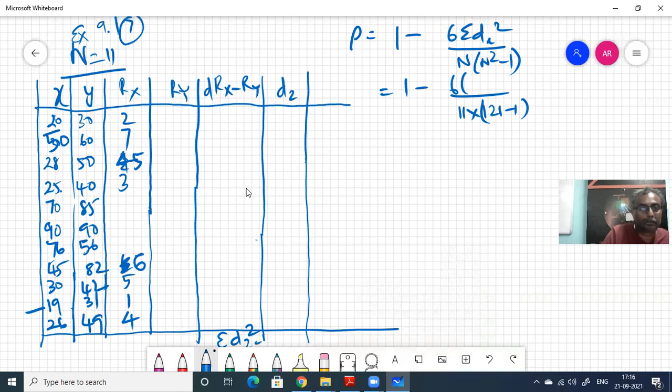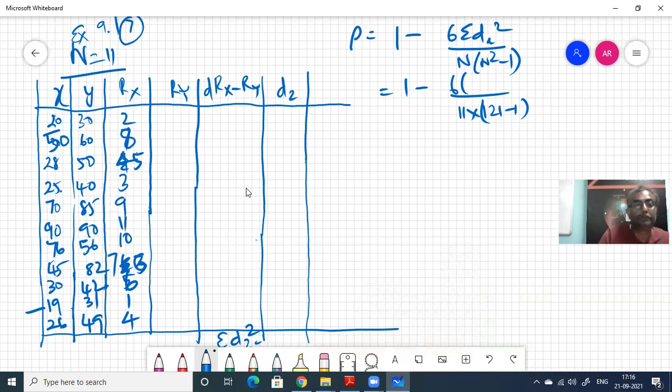Uncle, 30 is sixth rank. 45 is seventh rank. 50 is eighth rank. 60 is eighth rank. And then 70 is ninth rank. 76 is tenth rank. 90 is eleventh rank.